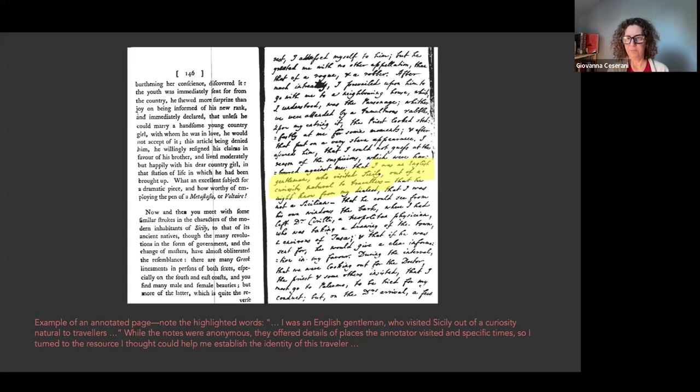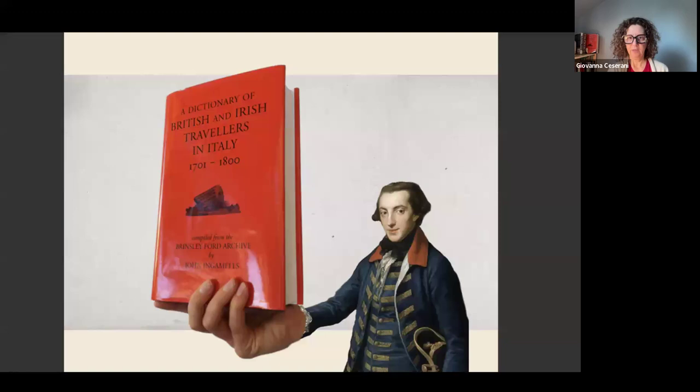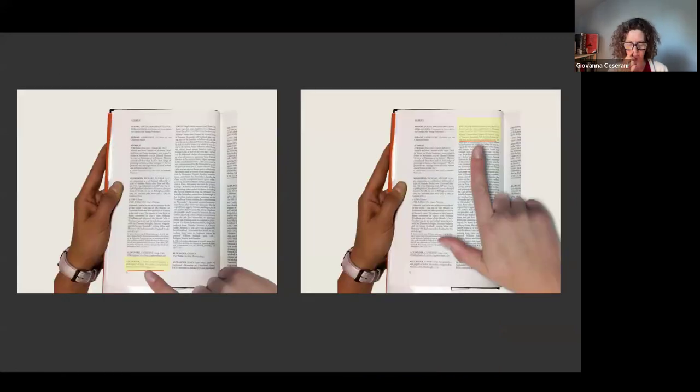And so with all this information and this mystery, I turned to what I thought would help me, which was this book that had just come out in 1997, the Dictionary of British and Irish Travellers in Italy, compiled from the Brinsley Ford archive by John Ingamells. But yet, looking through the pages of this dictionary multiple times, they didn't turn up anyone who would fit the profile. And it was in the course of this frustrating search that the idea for the Grand Tour project originated.